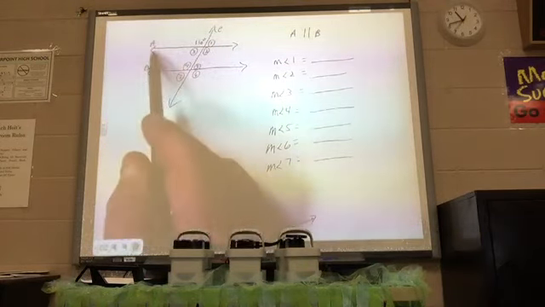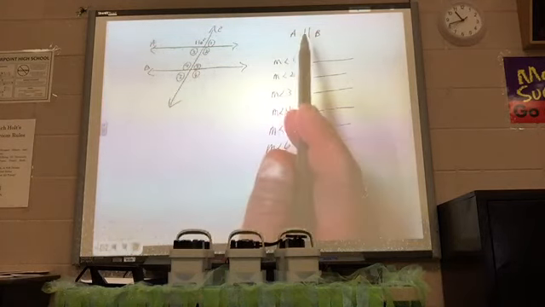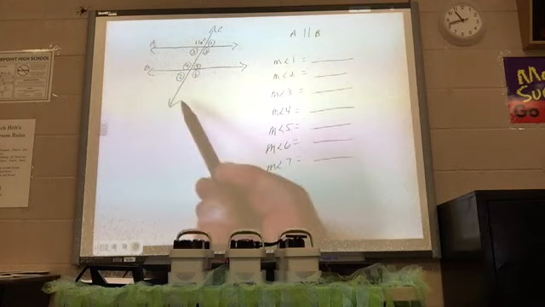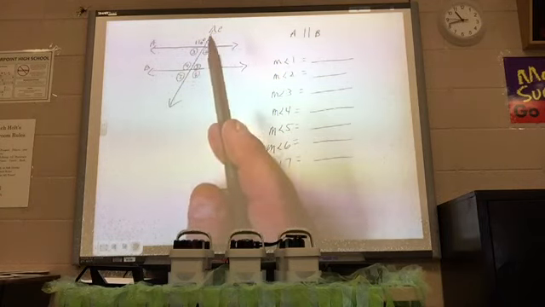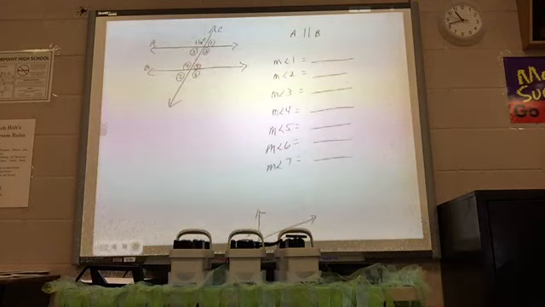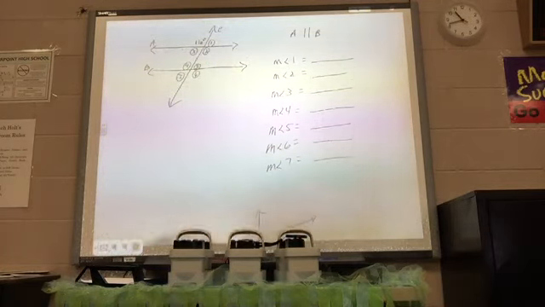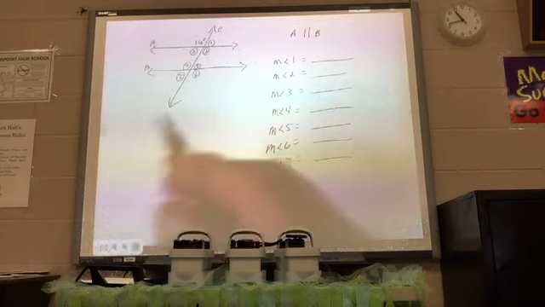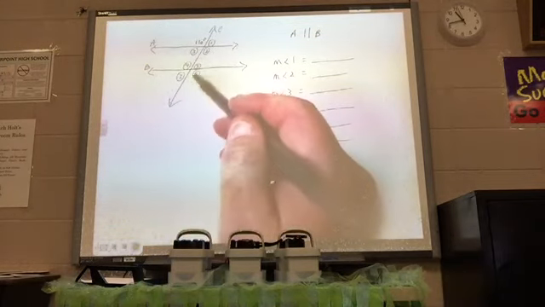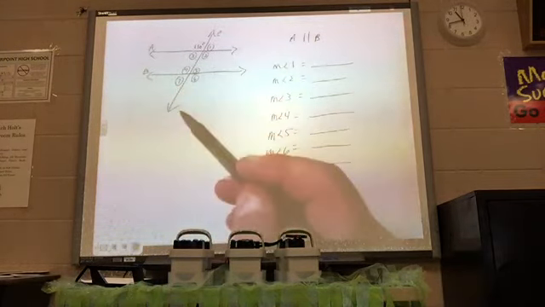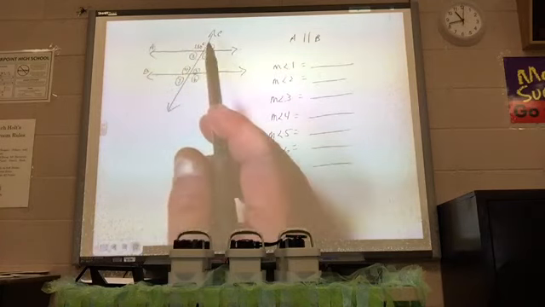Line A and line B are parallel. Remember, the two vertical lines means it's parallel. This third line that crosses them, line C, what was the term for it? Transversal. Transversal is this line here. It crosses two parallels or more. It formed 8 angles.